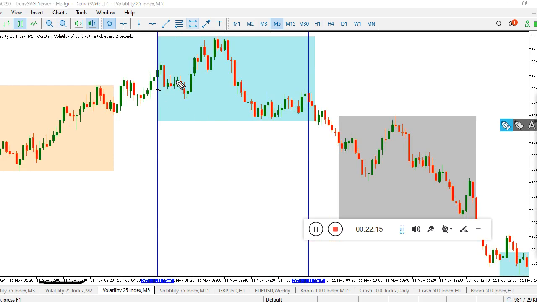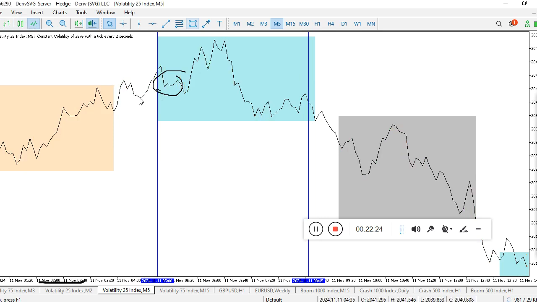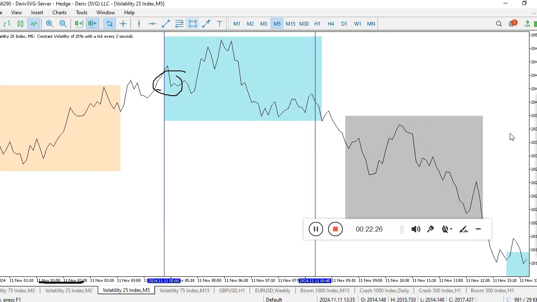See the accumulation. If you are not clear with the accumulation, you can still switch your chart to line chart. You will see it clearly. So that's the CRT. That's how you use your CRT. It works on any pair.